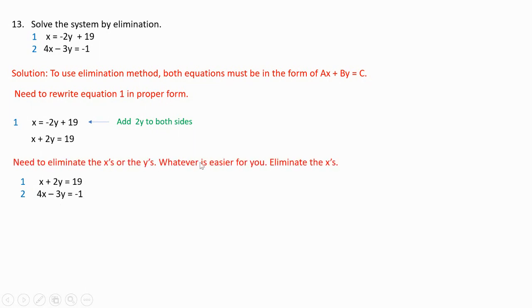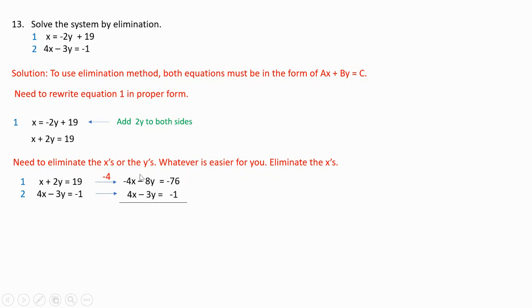I just explained that. So we need to multiply negative 4 times every term in the equation, or on both sides of the equal sign. This will give us negative 4x minus 8y equals negative 76. So equation number 2, we just bring it over.